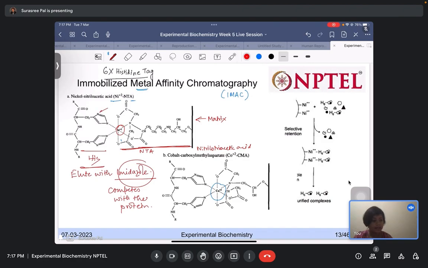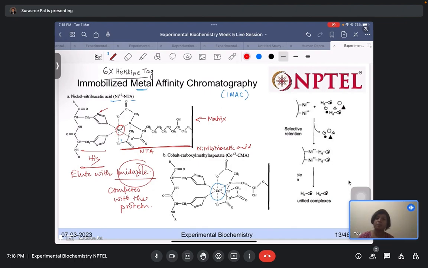If we wash the column with increasing concentrations of imidazole, this imidazole will compete with the protein and allow the protein to detach from the matrix. For example, we can increase the concentration of imidazole from 30 millimolar, to 50 millimolar, to 100 millimolar imidazole.